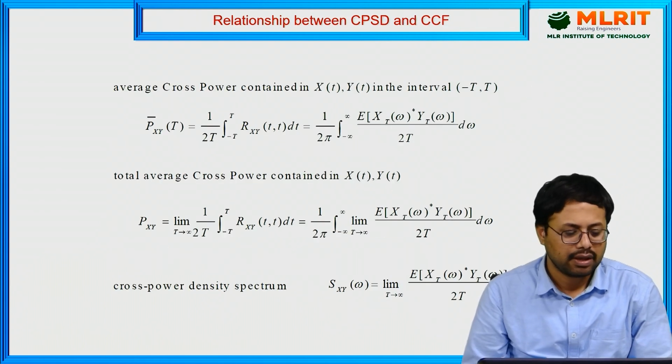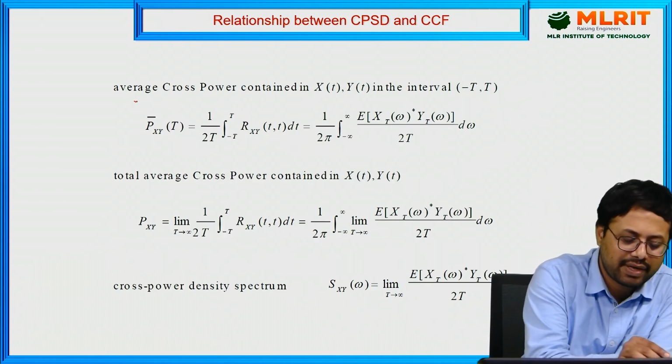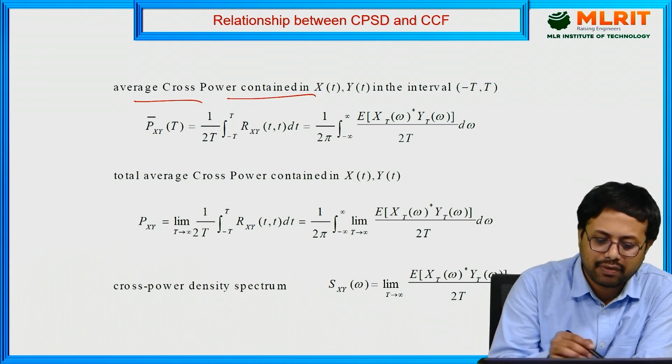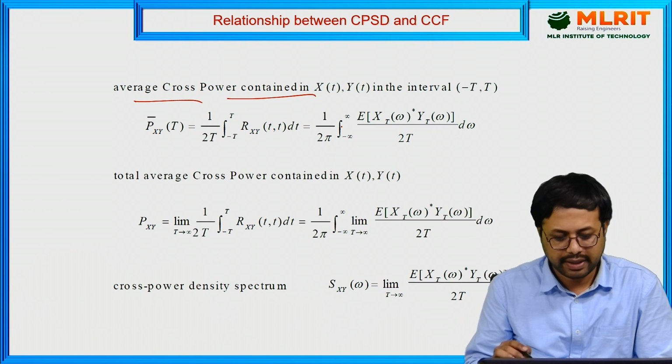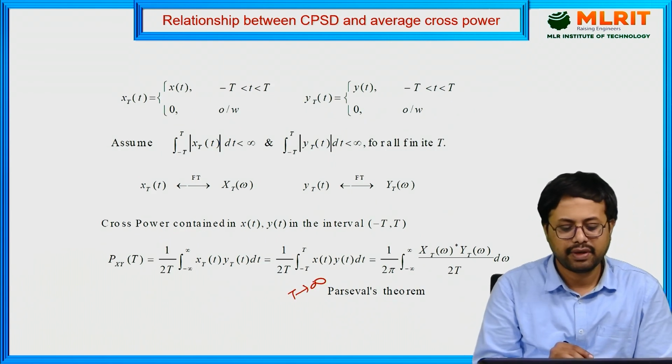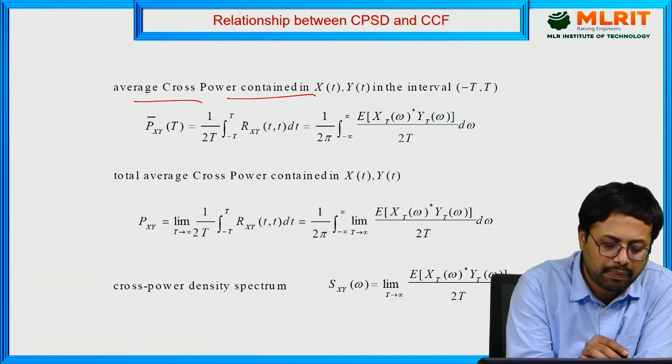Now next, whatever we have, we are applying the average cross power. Average cross power we are taking for the total time interval from minus infinity to infinity. Here we are considering T tends to infinity. Now apply the expectation.